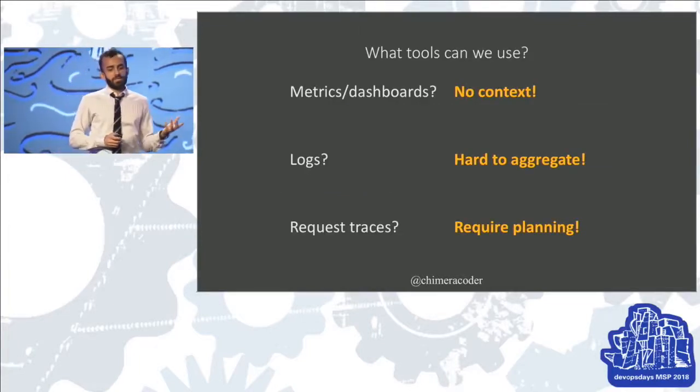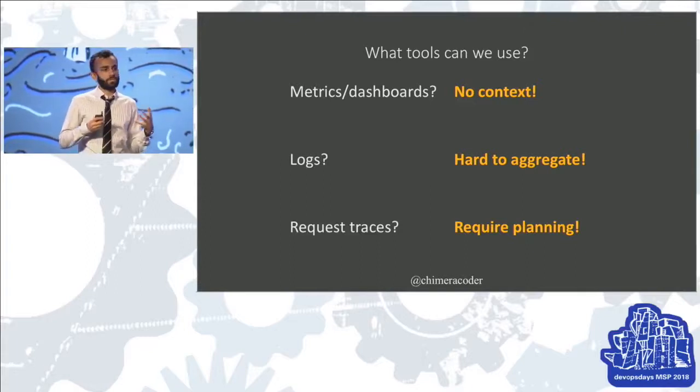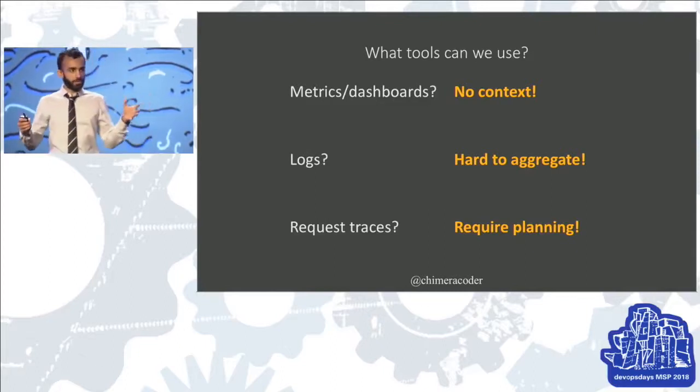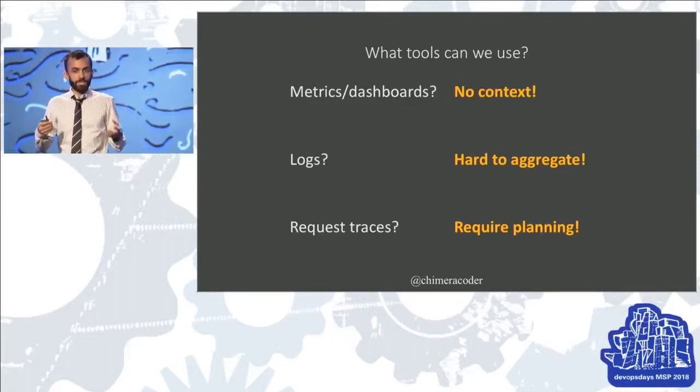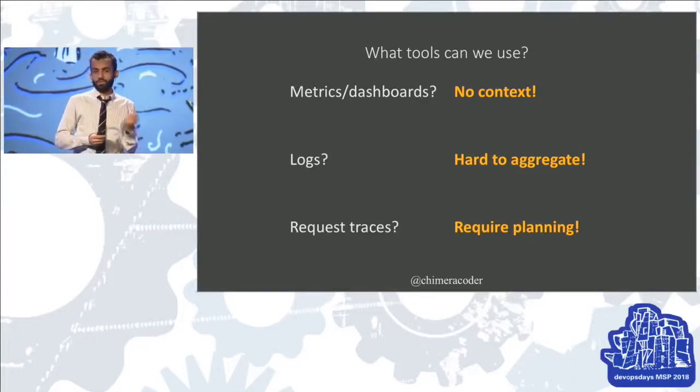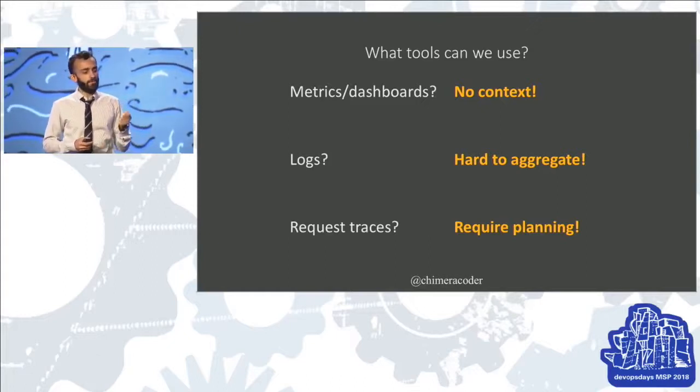Now, in physics, all matter is built using certain fundamental particles. We have electrons, we have protons, and we have neutrons. And everything we see, everything in the observable universe, is built using these fundamental physical particles. And in observability work, our tools are also built using certain fundamental particles as well. We have metrics, we have logs, and we have request traces.